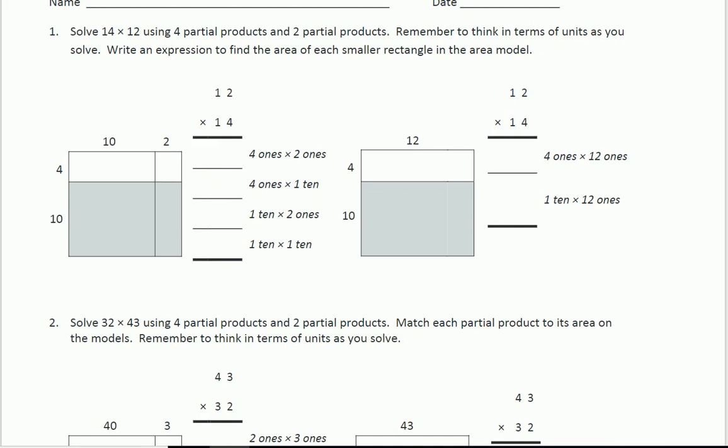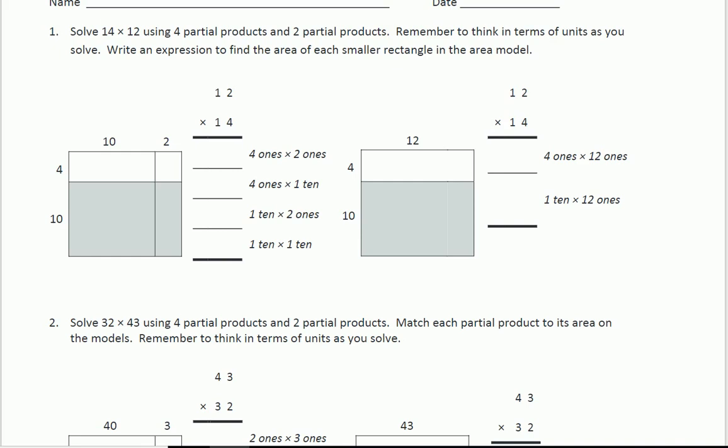The first part of it is talking about using four partial products and two partial products. We're going to get it down to two partial products in a minute here. Now remember to think in terms of units when you solve. Write an expression to find the area of each smaller rectangle in the area model.